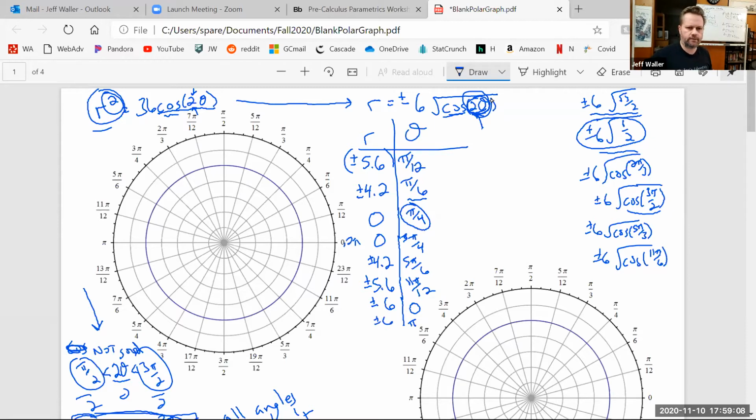All right, so let's try to plot these points. I'll do the first couple, and then I want you to finish it up. So let's start down here. This is my fault for not putting 0 first. So I face 0, and I go out 6, 1, 2, 3, 4, 5, 6. Yay. I go out 6, and I go out negative 6. Then I go to pi over 12. So I face pi over 12, and I go out 5.6, and I go out negative 5.6.